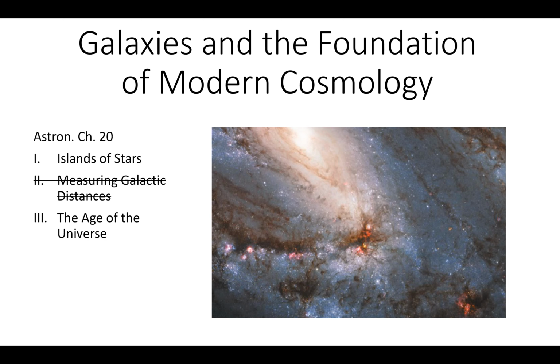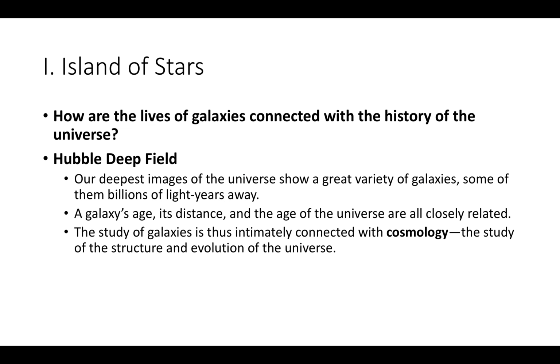Okay, today's going to be a relatively short lecture, just looking at galaxies and the foundation of modern cosmology. I'm going to talk about islands of stars, basically the three different types of galaxies that are found in the universe. I'm going to skip measuring galactic distances because there's a lot of math there. But then I'm going to talk a little bit about the age of the universe, which we talked about way back in chapter 1 of this course, when we talked a little bit about the raisin bread and how you bake it and it expands and galaxies are moving away from each other. So let's jump right into islands of stars.